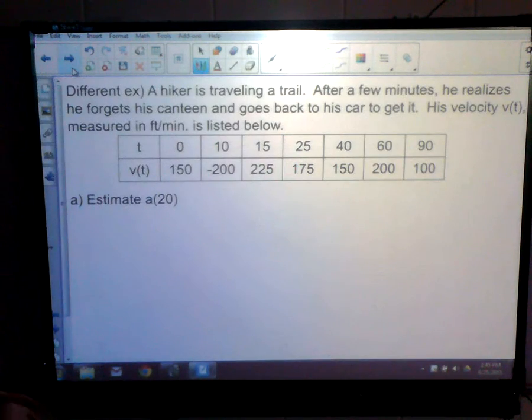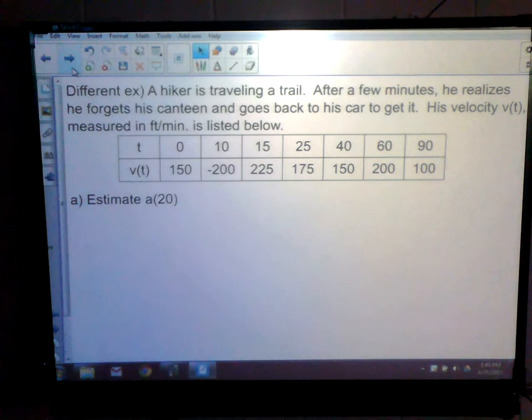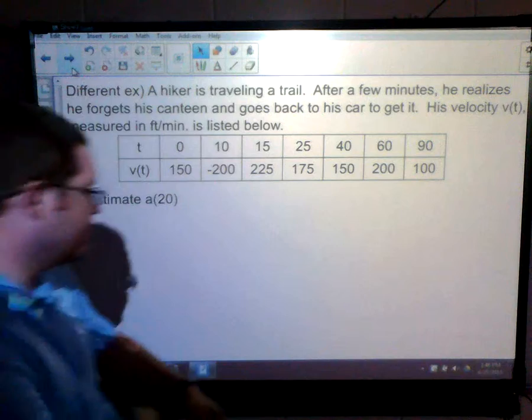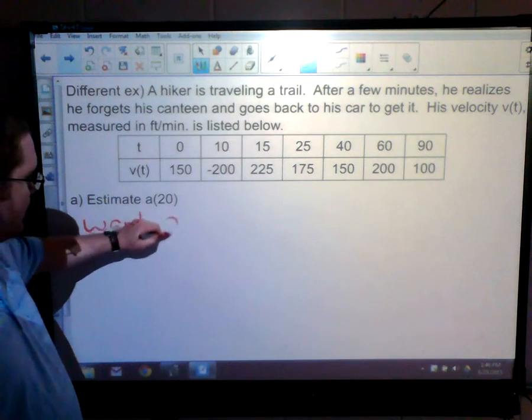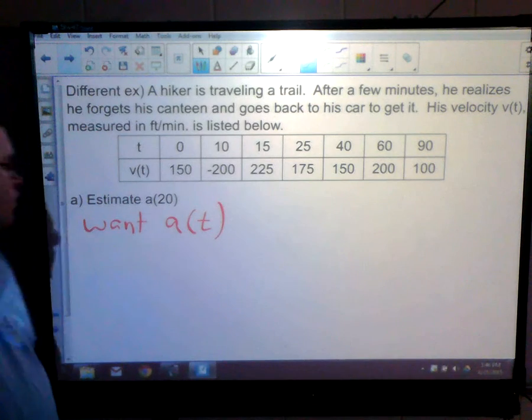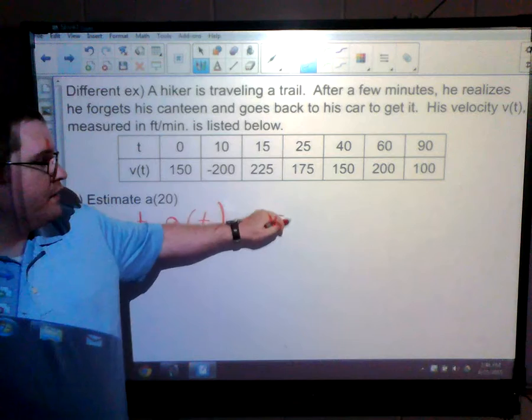Different problem. A hiker is traveling a trail. After a few minutes, he realizes he forgets his canteen and goes back to his car to get it. His velocity, measured in feet per minute, is listed below. Estimate the acceleration at 20. I have velocity. I want acceleration. Well, how do I find acceleration given velocity? It's the derivative of velocity.